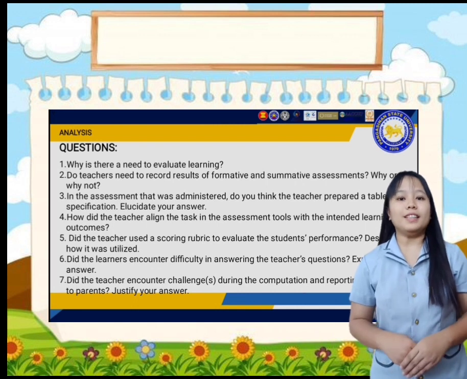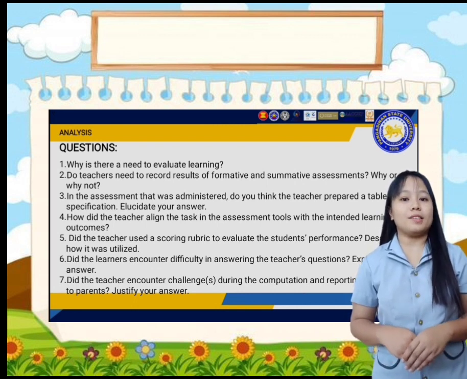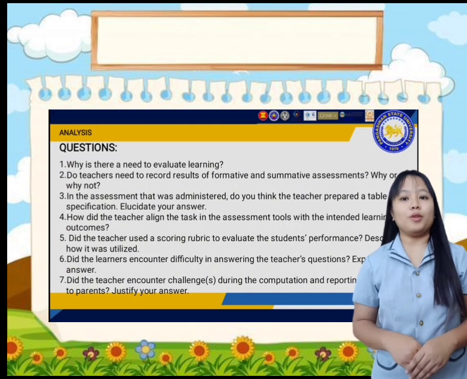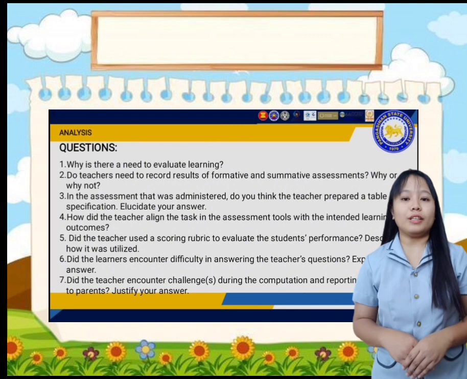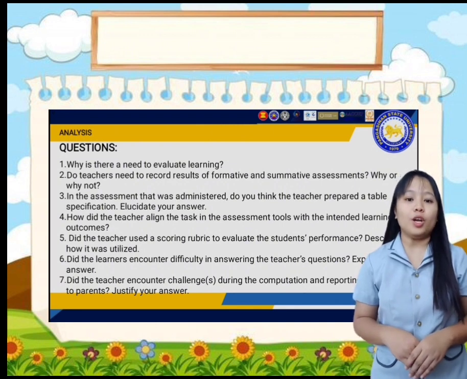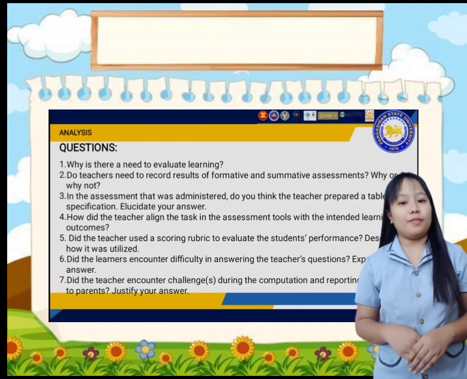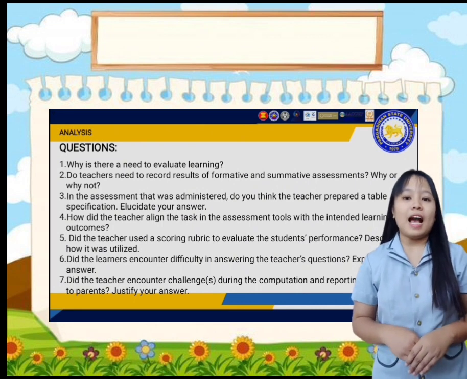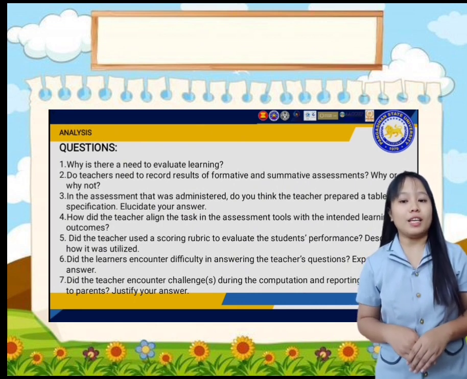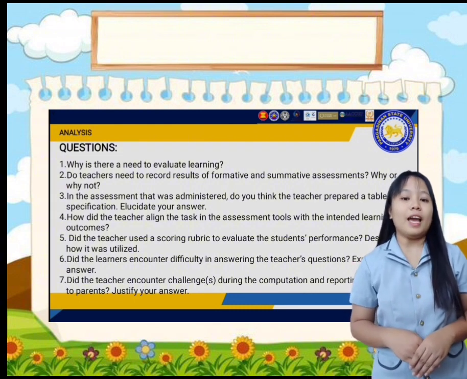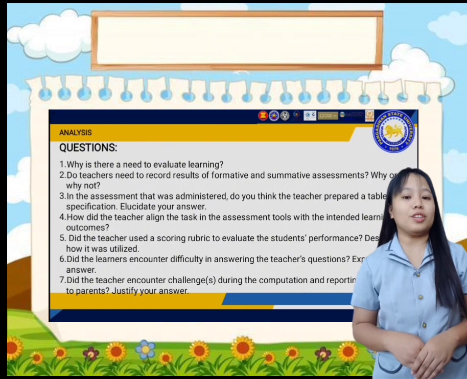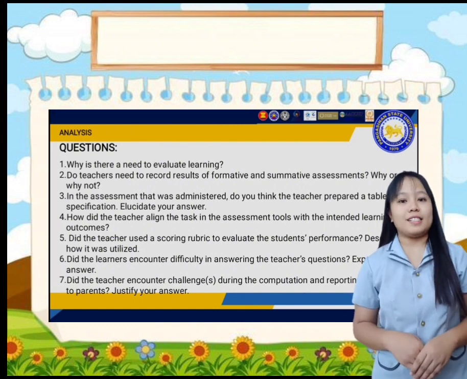Number 6, did the learners encounter difficulty in answering the teacher's question? Expound your answer. Yes po, ilan po sa mga learners ay naka-encounter ng difficulty in answering the teacher's question kasi po they are not focusing during the lesson o sa discussion po. However, karamihan po sa mga learners ay hindi po naka-encounter ng difficulty in answering the teacher's question because they listen attentively and they understand what the teacher is explaining and discussing po.